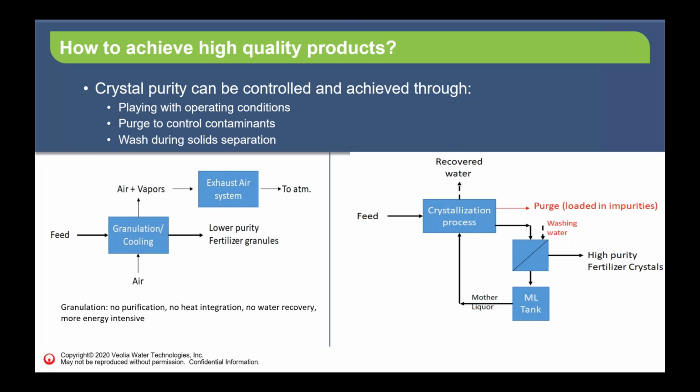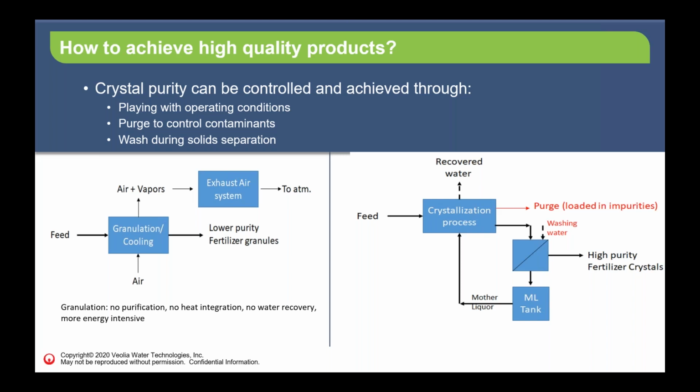I think to better show you the power of purification, let's compare crystallization to another process. So look at the left of the slide where I'm showing the granulation process. In the granulation process, your feed goes to the granulator and is heated by air, the water is evaporated, you get air and vapor from the granulator, everything goes to the exhaust air system and leaves the system to the atmosphere. And from the granulator, we get fertilizer granules.